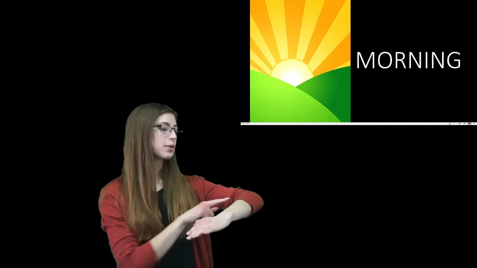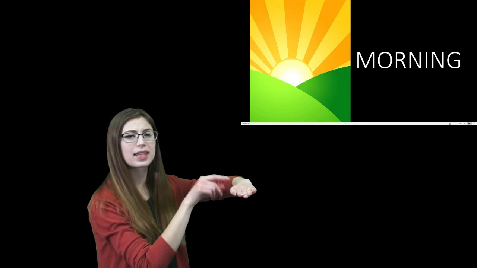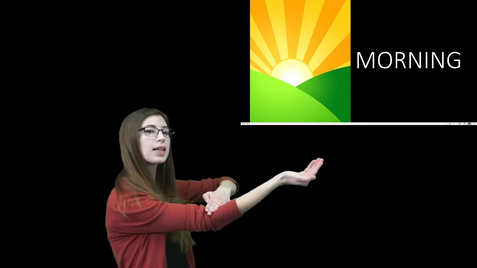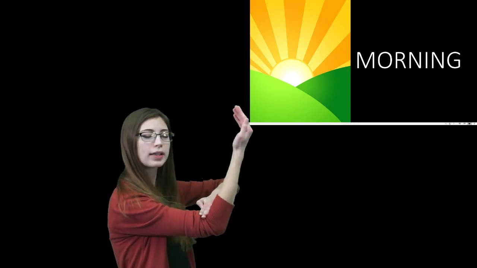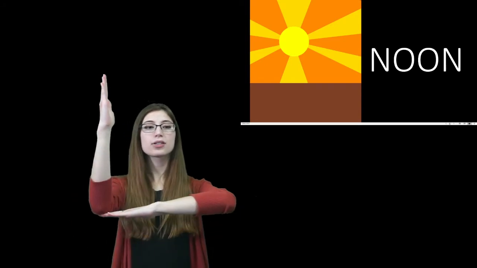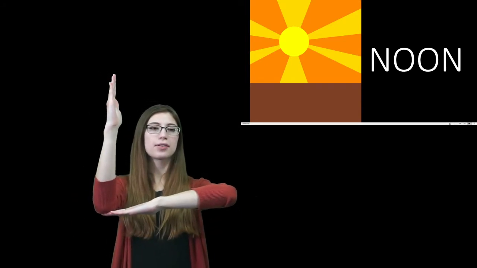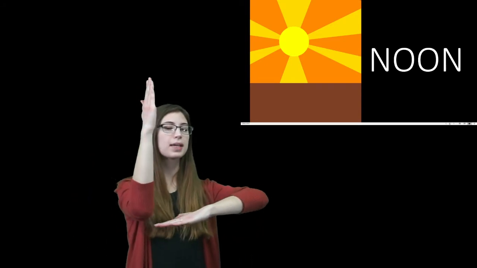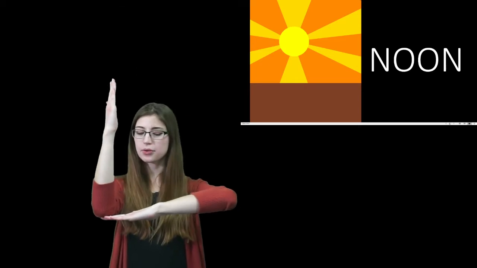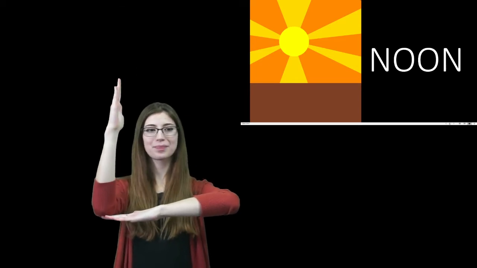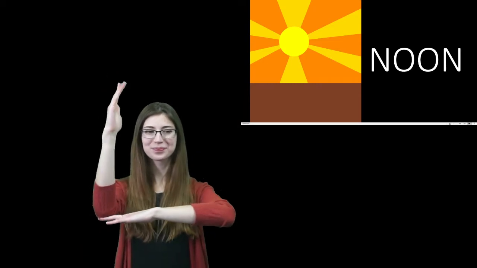Morning. So this arm is kind of like the horizon. The sun is coming up over the horizon in the morning. At noon, the sun is directly over the ground. So you are going to do an open B handshake and just stand your elbow on your fingertips. Noon.